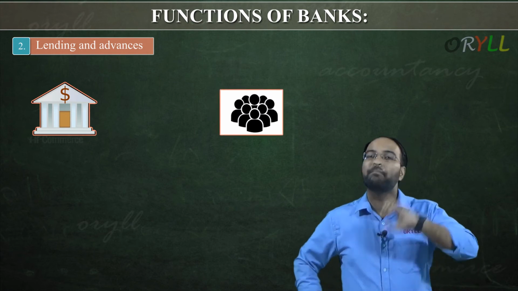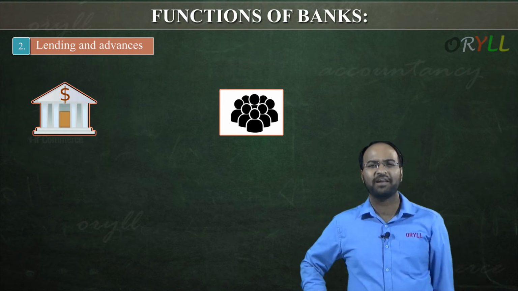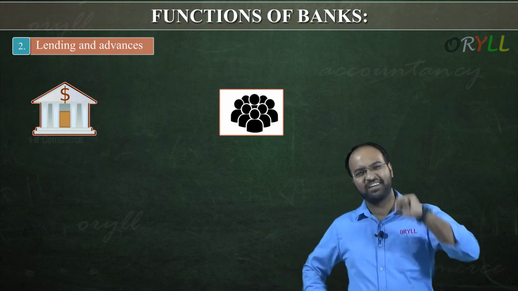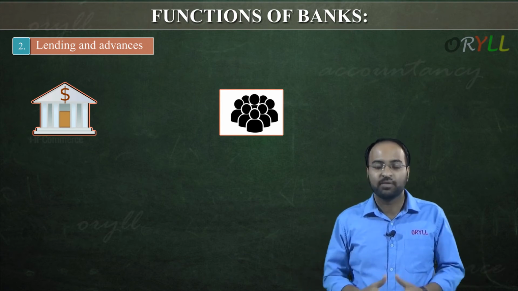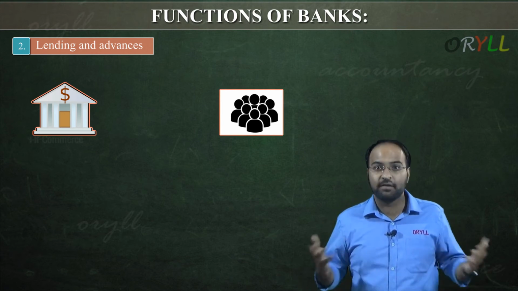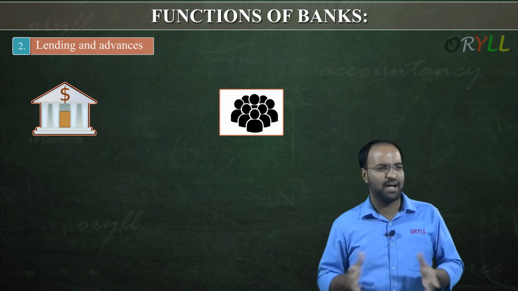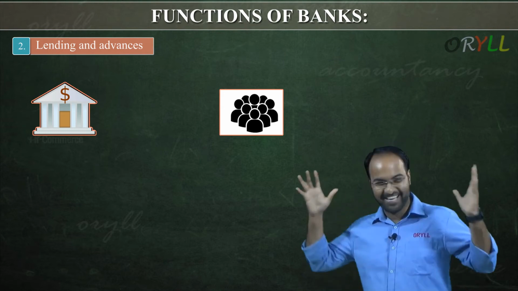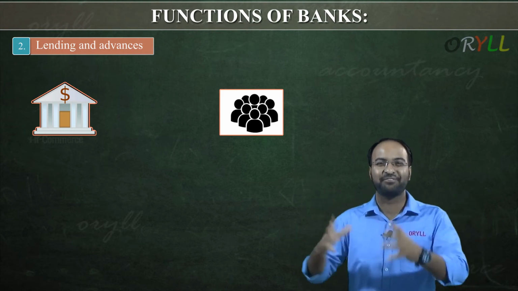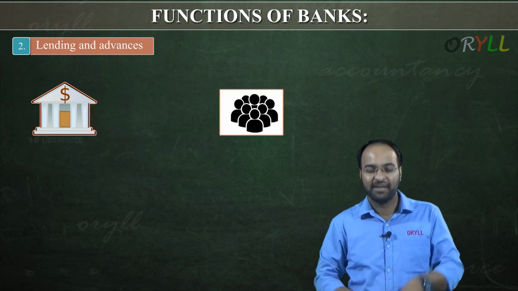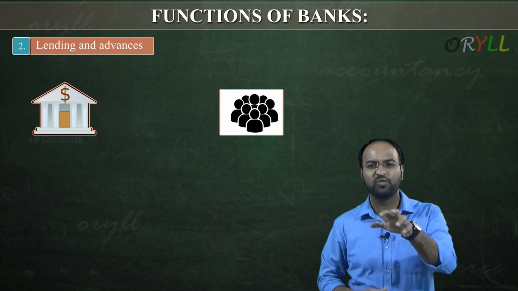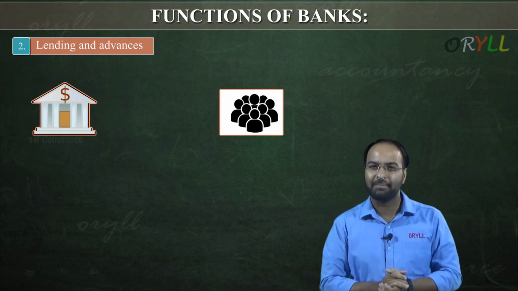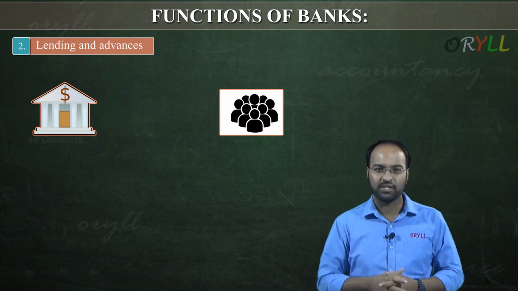Banks are going to the businessman and saying, hey businessman, I heard that you started a business, you require certain fund. Businessmen say, yes, we require certain fund. Banks say to them, okay, see, we have huge money which we collected from the public in the form of deposit. Now we will give this money to you in the form of loan. This loan will be called lending of the bank. So lending and advances. Got it?